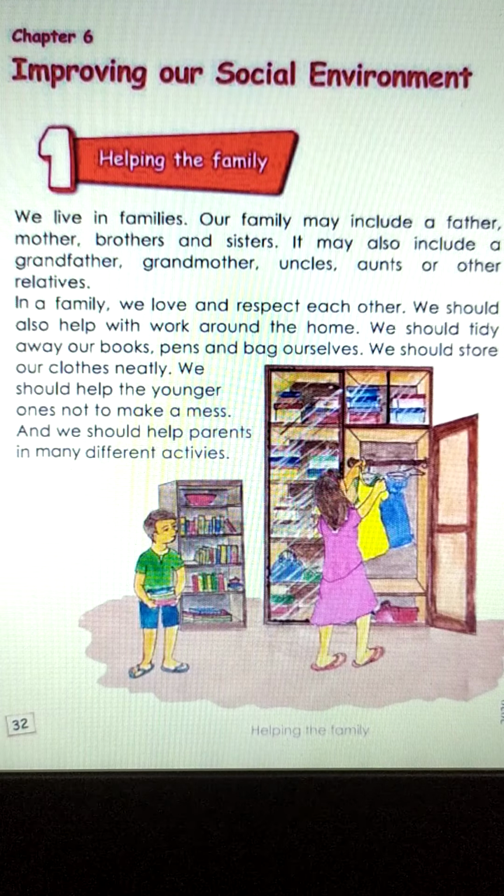I'm gonna give you an example. Like the question is, what we should do with our books? The answer can be like this: we should tidy away our books by ourselves. See, very small questions and very small answers. You can also find many more questions and answers like this. So find out and make 5 WH questions with their answers and write them in your homework copy.